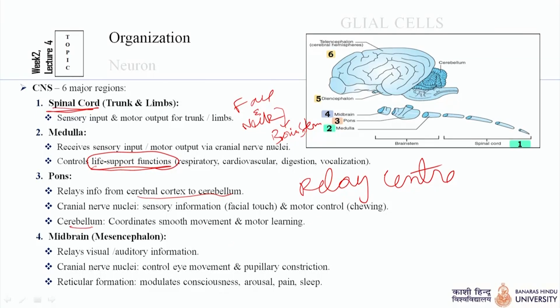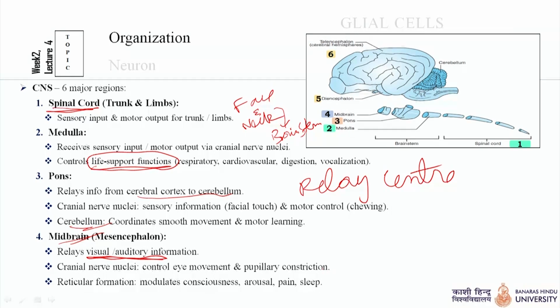Next is the cerebellum. The cerebellum usually coordinates smooth movement as well as motor learning. That is the function of the cerebellum. The next region of the brain is the midbrain or mesencephalon, which acts as a relay center for the visual as well as the auditory system. Here the cranial nerve nuclei control eye movement as well as pupillary constriction.